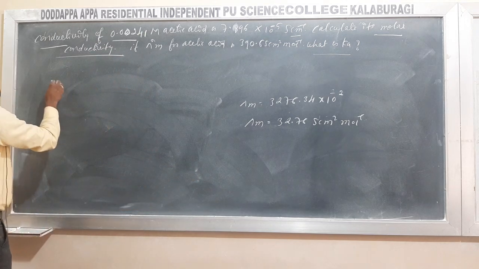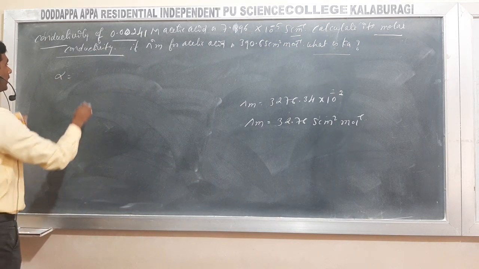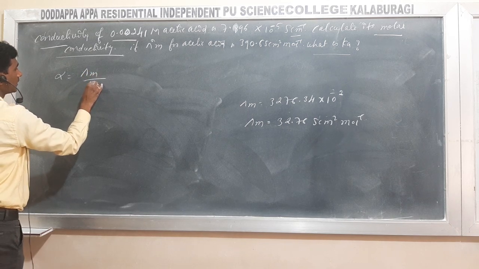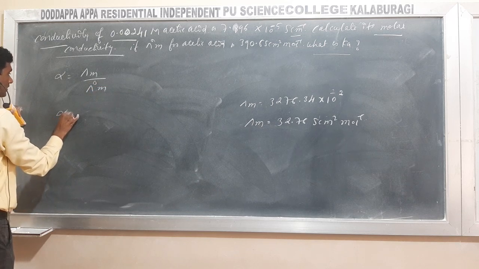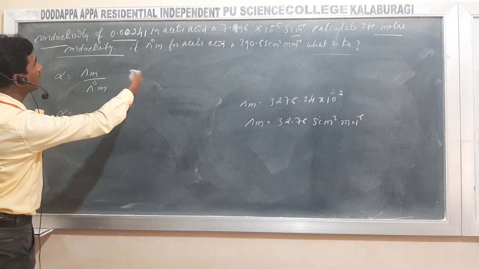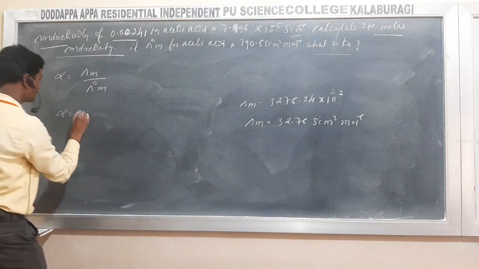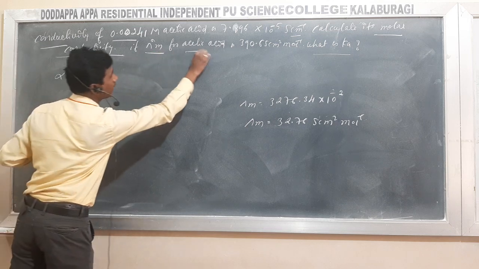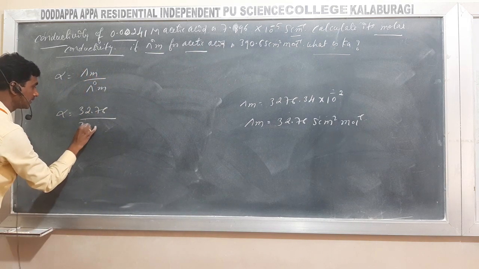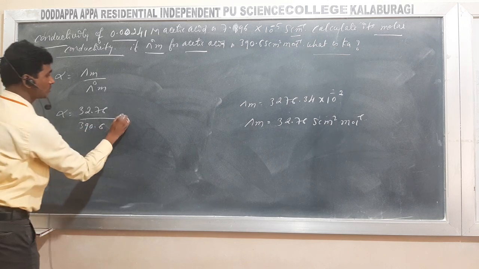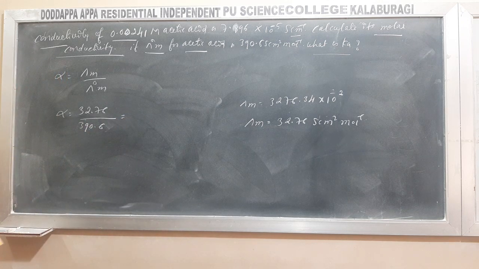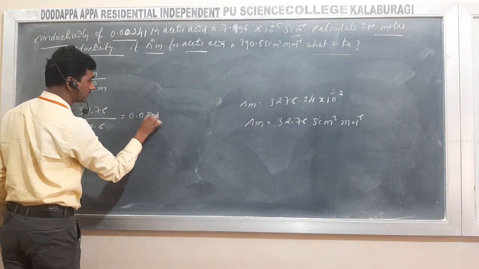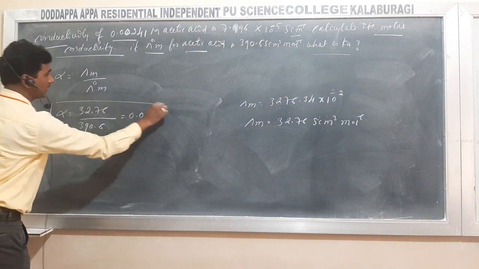How can you calculate the dissociation constant? Before that you go for the calculation of the degree of dissociation, which is molar conductance divided by limiting molar conductance. Lambda m is 32.76, and the limiting molar conductivity lambda naught m for acetic acid is 390.6. So we divide 32.76 by 390.6 and get 0.083. This is alpha, the degree of dissociation.